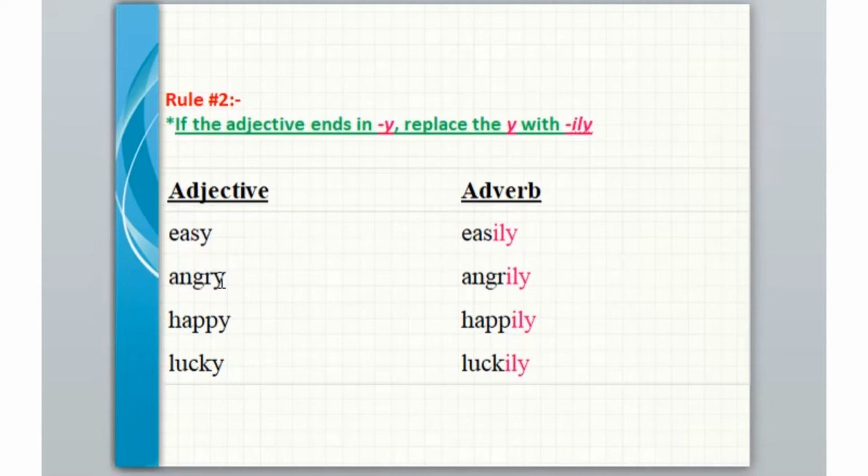See the next example, angry. You see it is ending with y. So we will replace this y with ILY. It will become angrily. See the next example. Here also it is ending with y, so we will add ILY. It will become happily. Lucky, luckily. Clear? Like that, we can transform the adjectives which are ending with y into adverbs by replacing this y with ILY. Okay, that was our rule number 2.